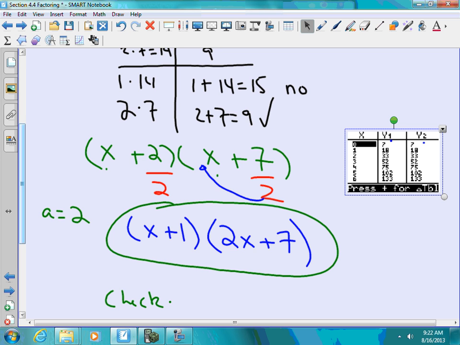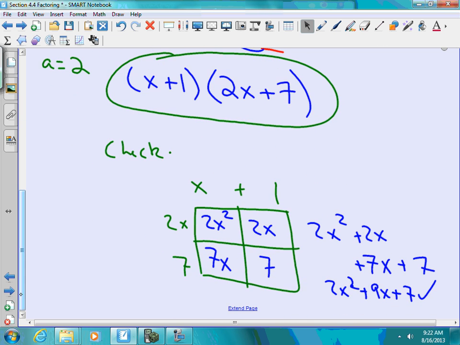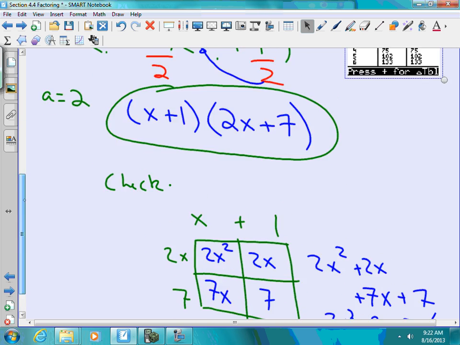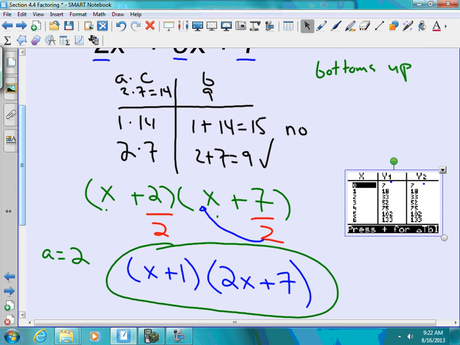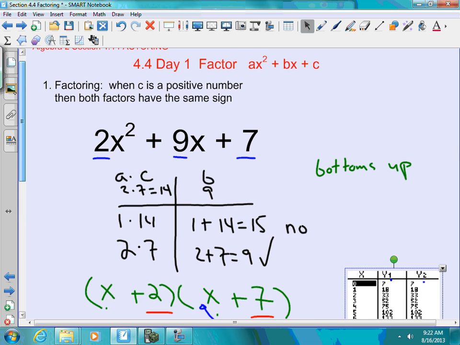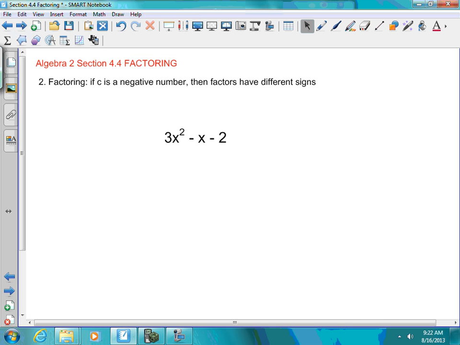The graph should look the same, the output should be the same, and when we FOIL it, we should get what we started with. So it's kind of a triple check for you, especially on a test or a project or, you know, the ACT. You want to make sure you're getting these questions right, so it doesn't hurt to check multiple times. Okay, so let's move on to another problem here.